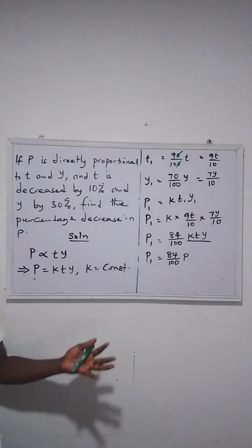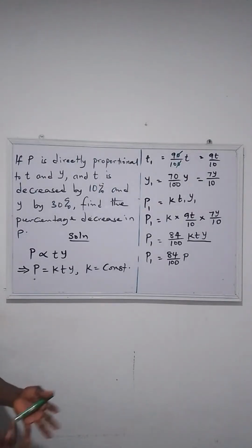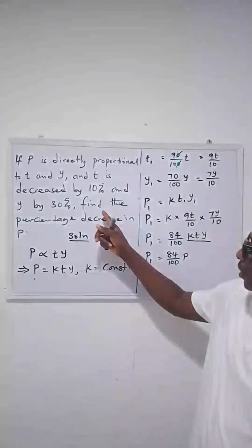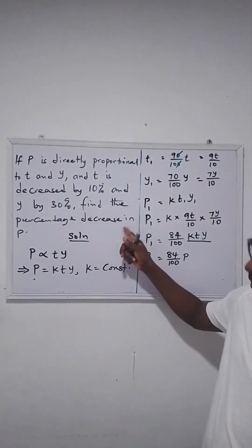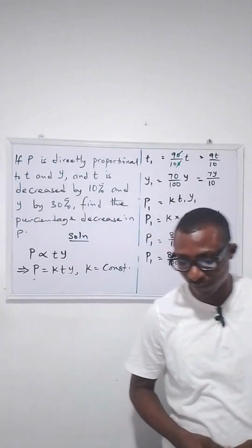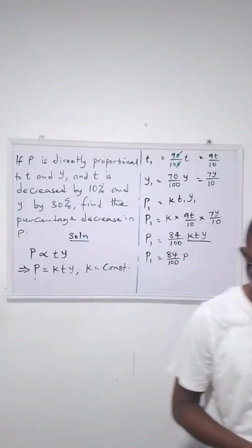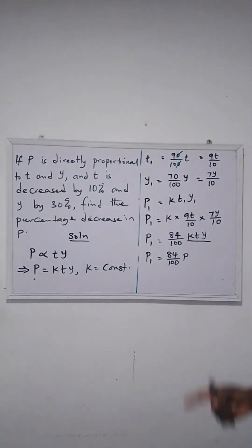Okay, now I need the final answer from you guys. What is going to be the answer? Now, you have to find the percentage decrease in P. So what is going to be the percentage decrease in P? If you know the answer, I want you to drop it in the comment section fast. All right, drop your answer and let me see.